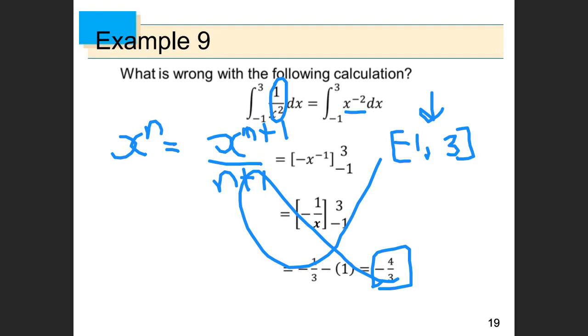Some of you still doubt why it is not continuous. I told you 1 over x squared is not defined when x is 0. You can see that within this interval minus 1 to 3, 0 lies somewhere there. 0 is part of that interval, and the function is not defined at 0. It means it is not continuous across the whole interval. Therefore, we cannot apply fundamental theorem of calculus part 2. I hope that is very clear.